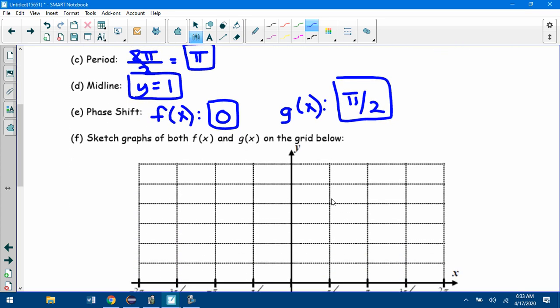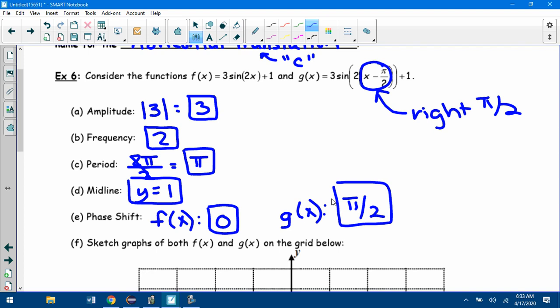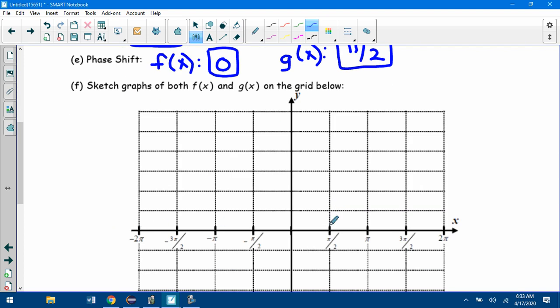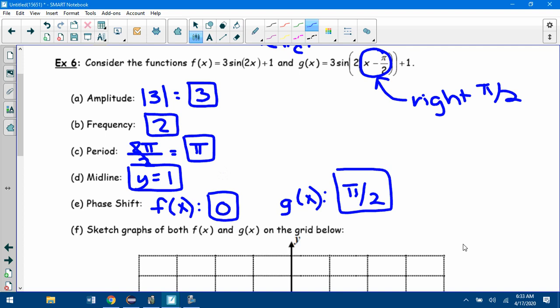So sketch both graphs of f of x and g of x on the grid below. Okay, this one kind of gives me a set domain again. Let's start with graphing one cycle. So these are both sine graphs. So picture sine normally starts on the midline, then it goes above, back to on the midline, below, and ends on the midline. So that's regular sine. Picture that. Neither of these are reflected. So let's do f of x first. I'll do f of x in blue.